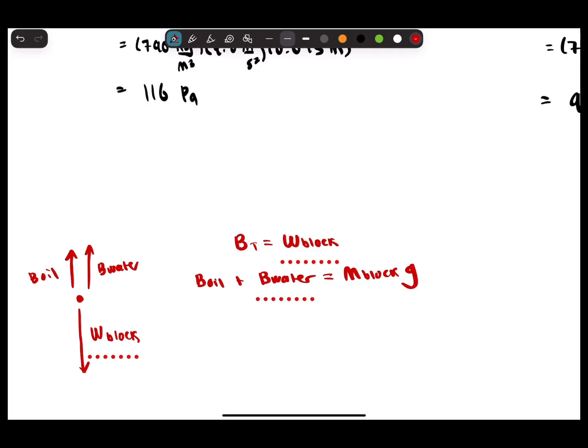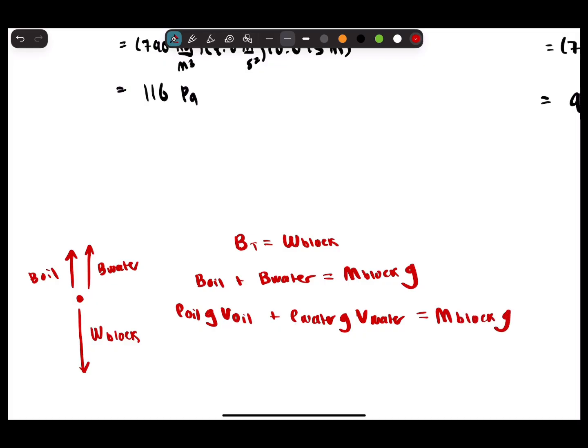Now we can further change up this equation. Replace it with variables. So for the buoyancy of oil, that is equal to rho oil times G times the volume of oil displaced. For the buoyancy of water, that's equal to rho water times G times the volume of water displaced, and that equals the mass of the block times G.